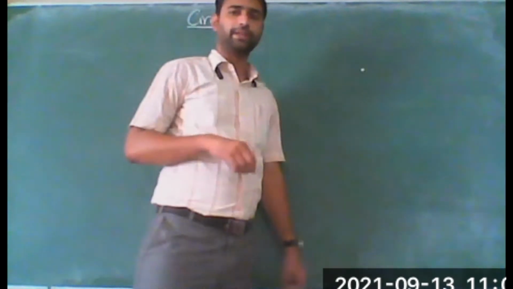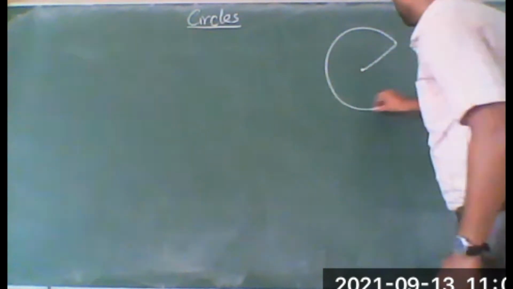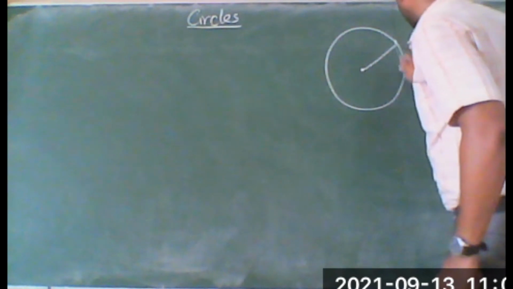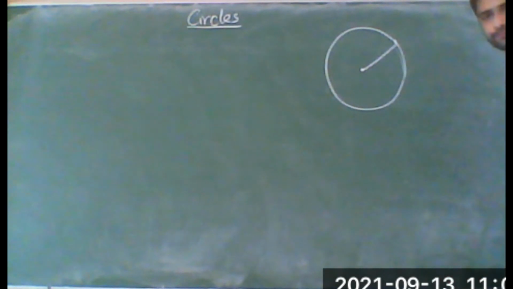We usually take a fixed point in the two-dimensional plane. Yes, we take a fixed point in the two-dimensional plane, and we try to see all the points which are at a fixed distance from this point. So if we can join all such points which are at a fixed distance from this point, the shape we get by joining those points is called a circle.